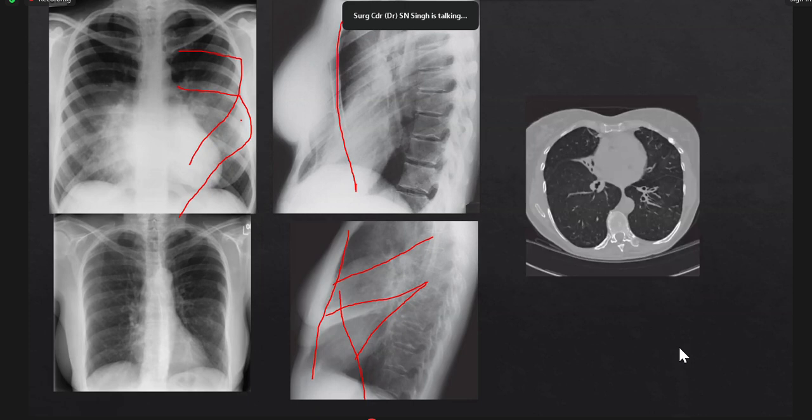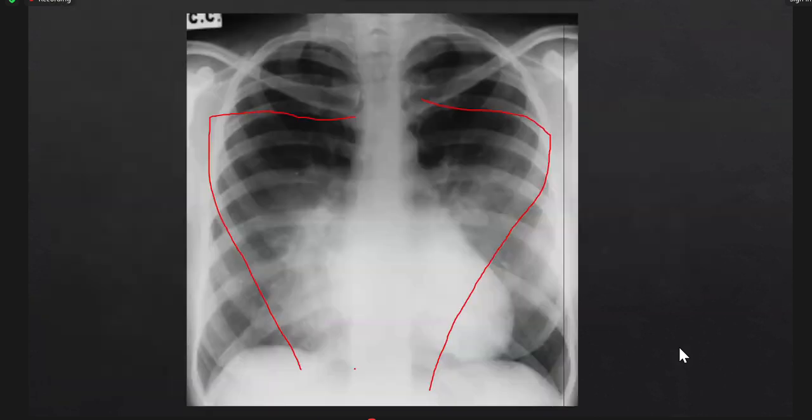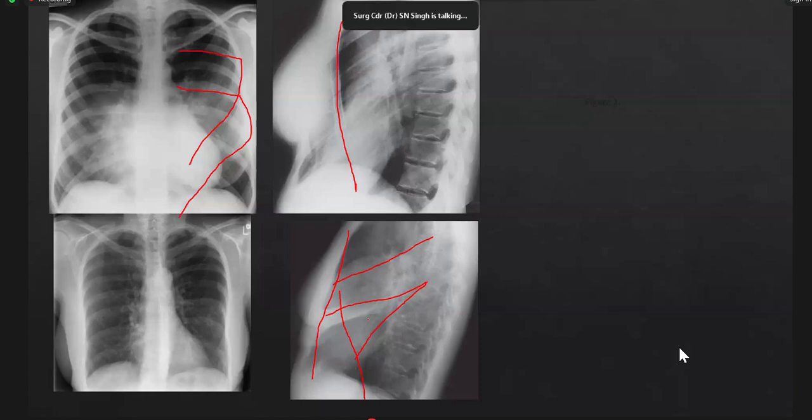I think in this, on the right, there is some consolidation. Okay, but that is how the whole concept is. Again, what we missed in this one is that this is a normal one. Normal in the sense that here we can see a subtle hypointense lesion, like a coin, going across the cardiac shadow. Can you see this?